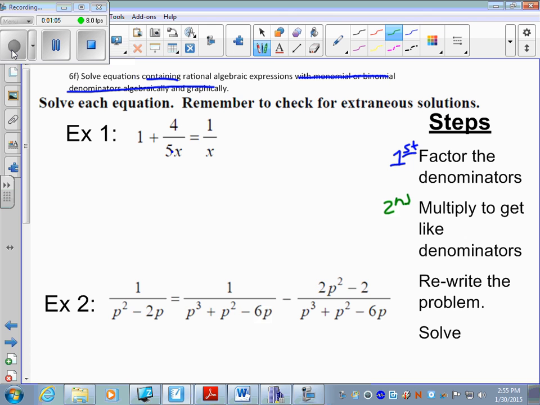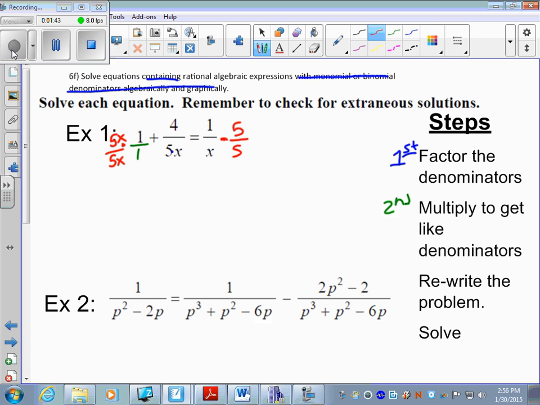I want all my denominators the same. Well, the 1 is over 1. I have a denominator of 1, a denominator of 5x, and another denominator of x. What would be my common denominator? If I look at this, 5x would be my common denominator. If I multiply the first fraction by 5x over 5x, that'll give me 5x in the denominator. The last fraction, if I multiply by 5 over 5, that'll give me 5x in the denominator. So that's the second step.